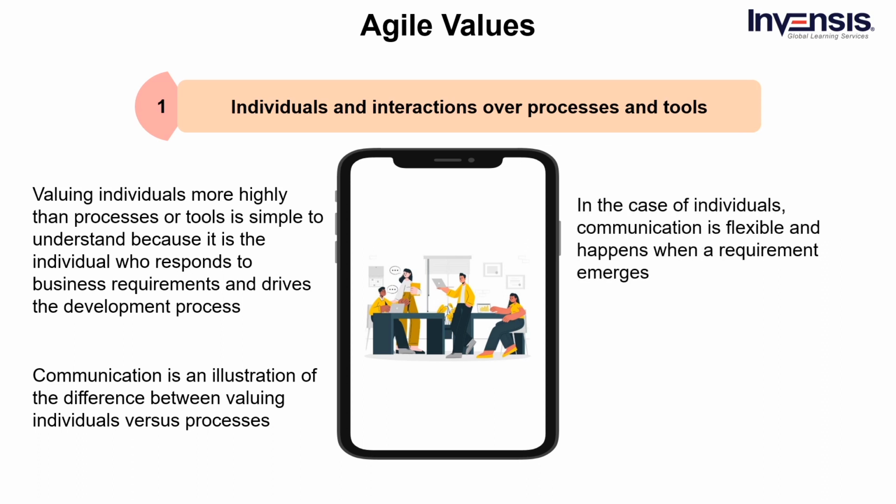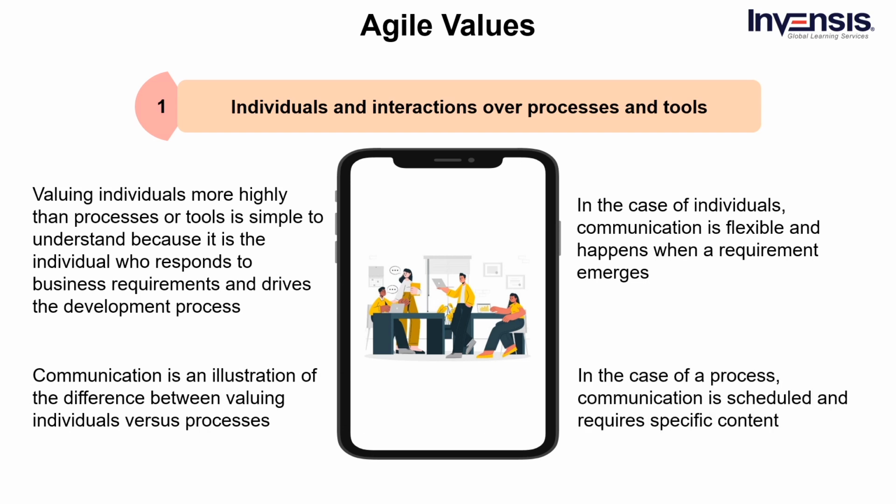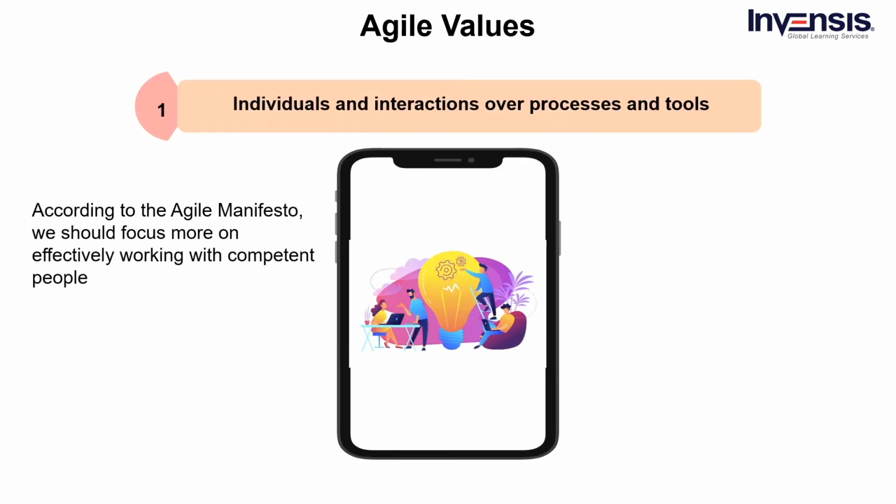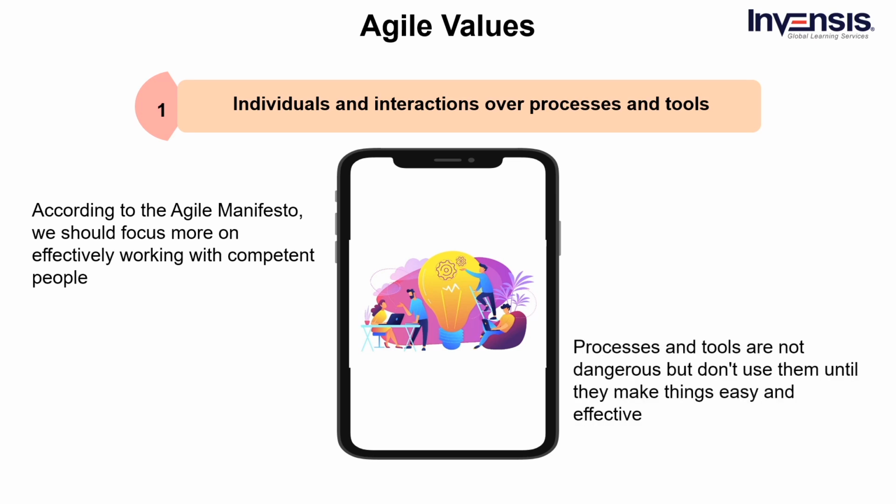In the case of individuals, communication is flexible and happens when a requirement emerges. In the case of a process, communication is scheduled and requires specific content. When individuals sit together, discussing solutions to a problem results in a unique approach to solving a complex problem. Innovation doesn't come from rigid processes but from experimenting with numerous techniques. According to the Agile Manifesto, we should focus more on effectively working with competent people. Processes and tools are not dangerous, but don't use them until they make things easy and effective.